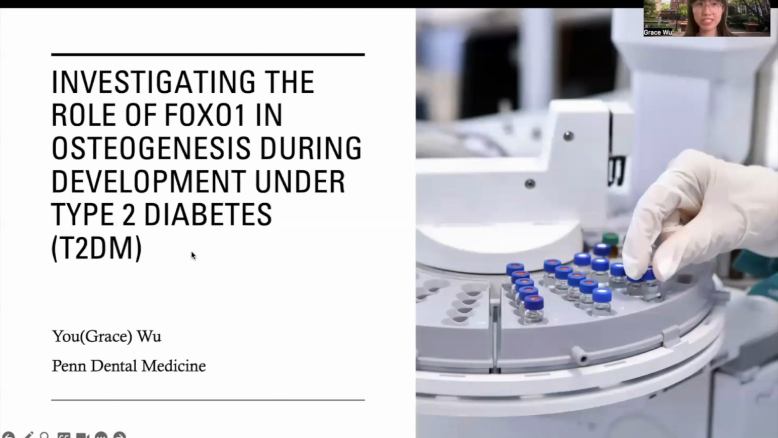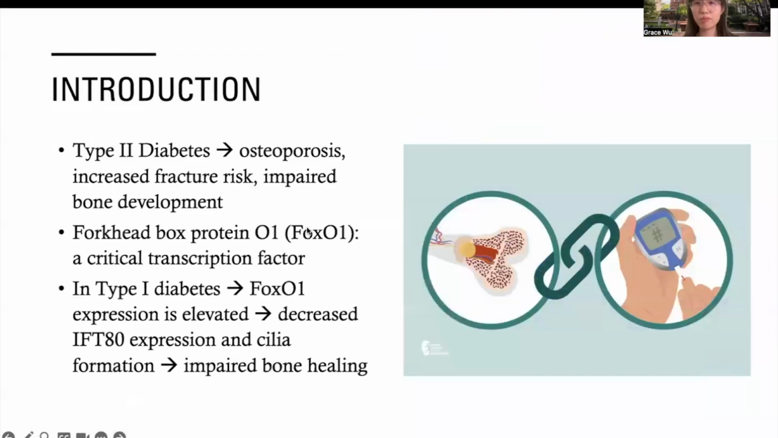Today I'm going to be sharing my study on the role of FOXO1 in osteogenesis during development under type 2 diabetes. In previous studies, it was shown that type 2 diabetes increases osteoporosis risk, fracture susceptibility, and impaired bone development. It's also associated with periodontitis, alveolar bone recession, and tooth loss.